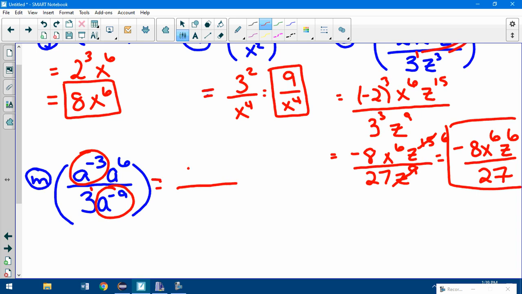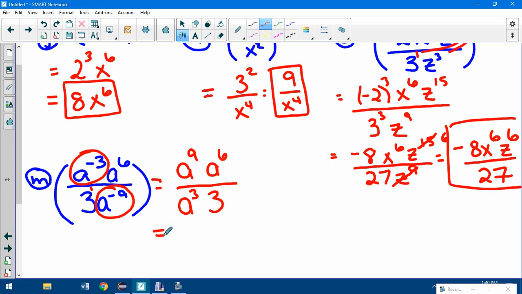So now on top, the a to the 9th is up there. And the bottom, the a to the third moved down there. I literally just flipped the side. Everything that's not circled stays where it was. So that's still a to the 6th, and this is still 3, or 3 to the first if you want to think of it that way.